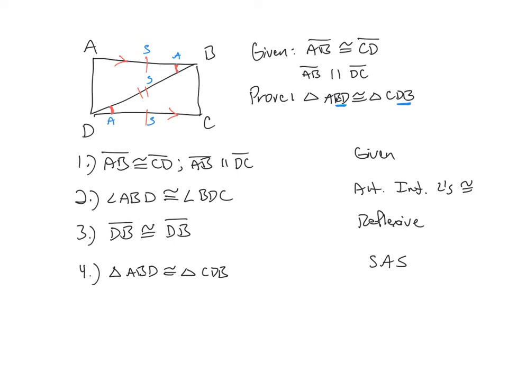Oh wait, I didn't talk about 5.4. Okay, so that's 5.3. 5.4 was equilateral and isosceles triangles.